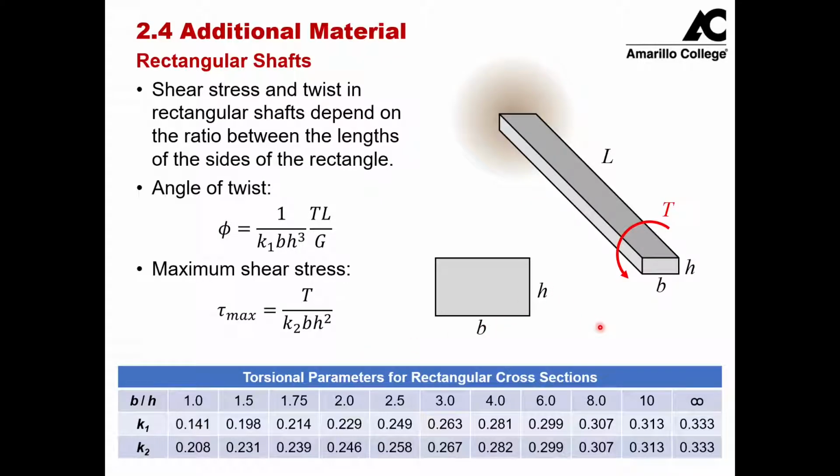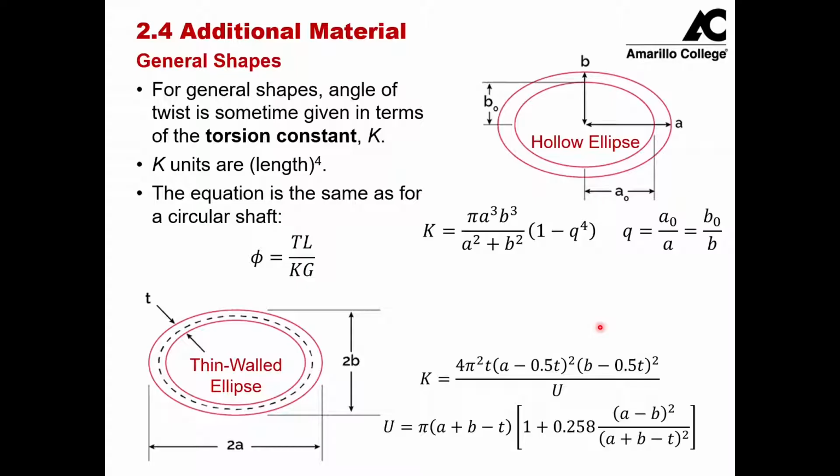So you can plug these in, and now we have some equations for angle of twist and maximum shear stress for a rectangular cross section. And then I want to go over what we call the torsion constant, and the torsion constant is something that is used regularly for solving specifically for angle of twist.